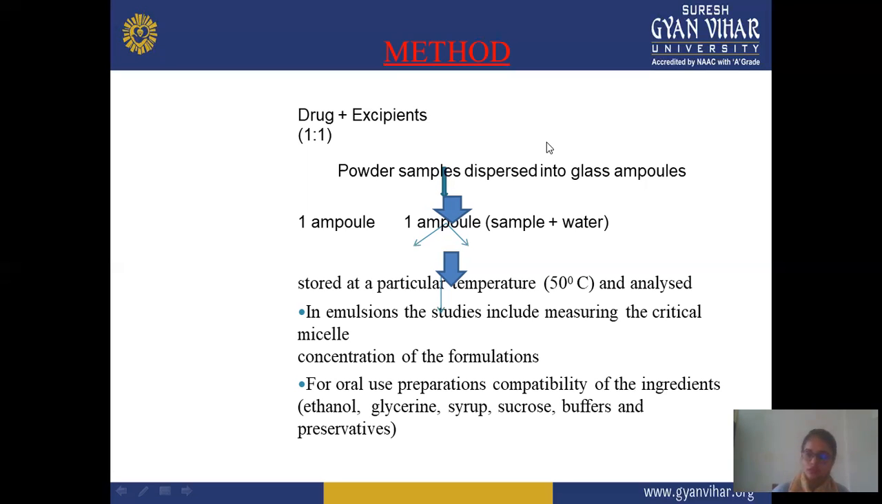Suppose you are testing this for an emulsion, then you check the critical micellar concentration, how much the CMC concentration is changed or maybe remains the same. And for oral preparation, mainly check the compatibility with an ingredient or excipient like ethanol, glycerin, syrup, sucrose, buffer, and preservative type of excipient. You check.